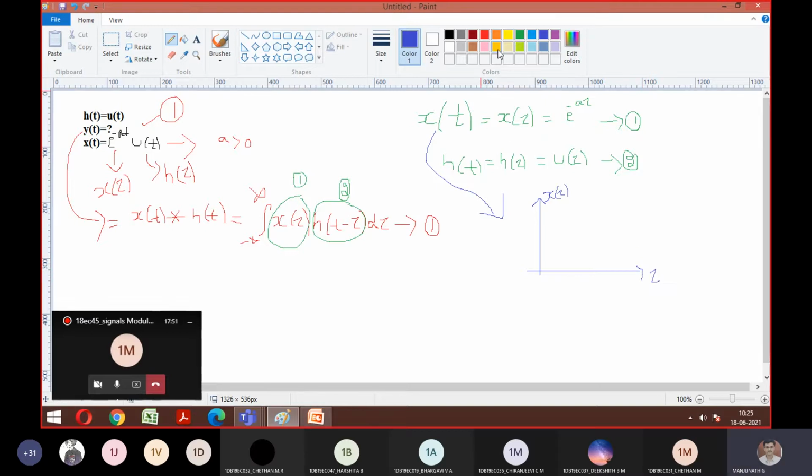If I plot this, we know that a is given with the condition a should be greater than 0. If I apply a equal to 0 first, what will happen? It's e power 0. E power 0 is how much here? It's going to be 1. So I reach amplitude 1 when I'm at 0.